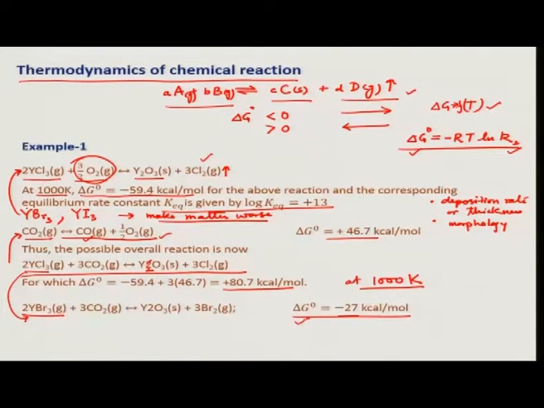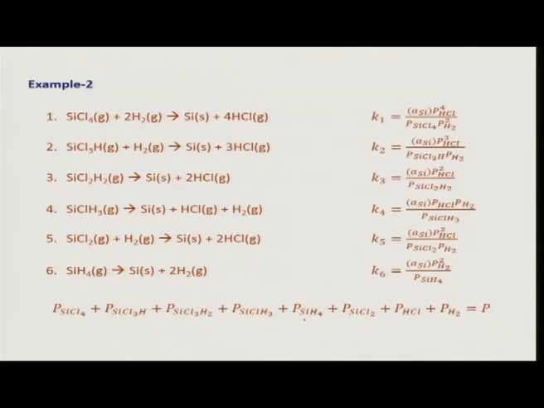Now, let us have a look at another example in which we are using silane gas, SiCl4 or tetrachlorosilane, to deposit silicon. Now, it is found that when you have this reduction of silicon tetrachloride with hydrogen, you will not only form silicon, you will have many other species. This is experimentally observed. There are many things that will happen. This silicon tetrachloride will react with hydrogen to form silicon. This is a straightforward reaction.